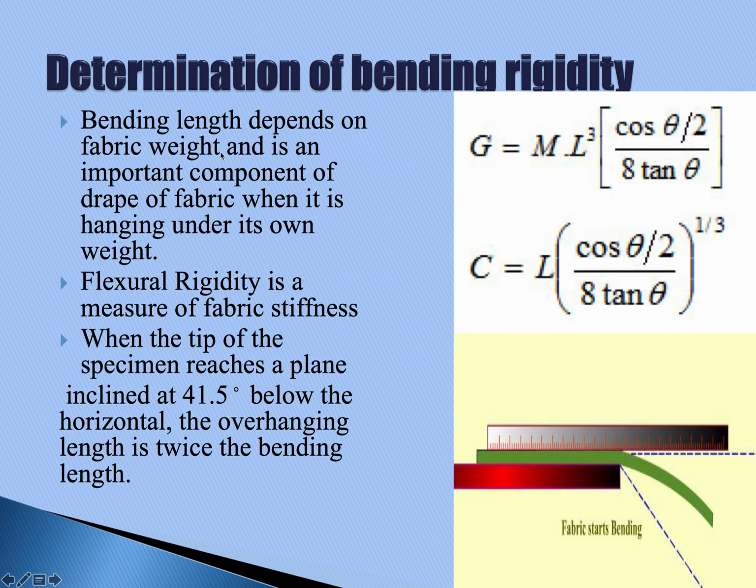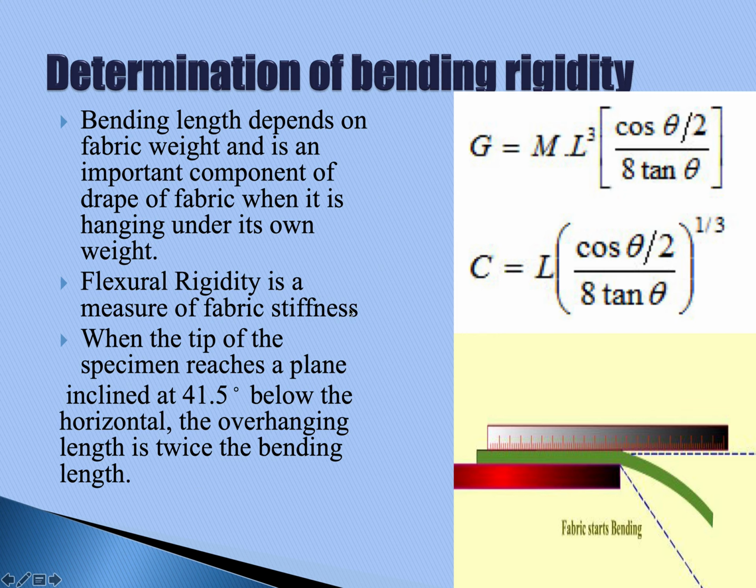So bending length depends on the fabric weight, and it is an important component of drape of fabric when it is hanging under its own weight. So bending property of the material will also influence the draping behavior of the material, which we will also discuss in detail when we discuss the drapability or the drape properties of textiles. Greater the rigidity of the material, the greater will be the draping coefficient, and such a material will show less drapable properties. So this is how flexural rigidity is a measure of fabric stiffness.